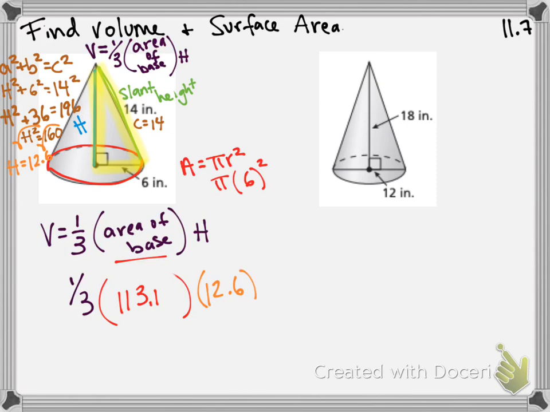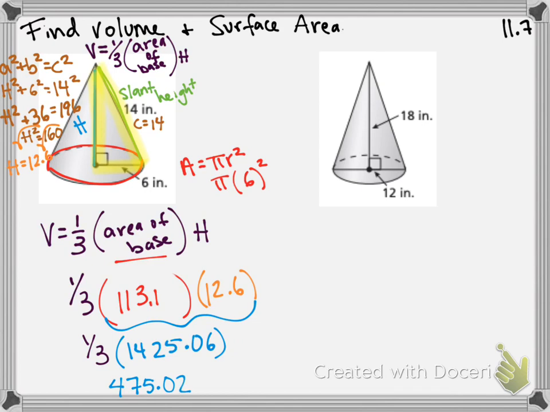So now we're going to multiply. Again, it doesn't matter what order you multiply in. I think this is the easiest way if you don't have a scientific calculator. I'm going to multiply 113.1 times 12.6. You get a very large number, 1425.06. To multiply by 1/3, you can also, same thing, divide by 3. So the volume is 475.02, and then it would be inches cubed. Because this is volume, it is 3-dimensional, hence the 3.